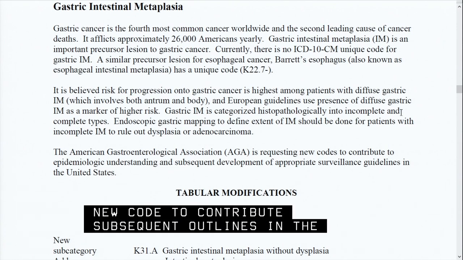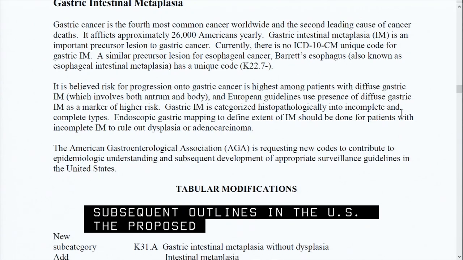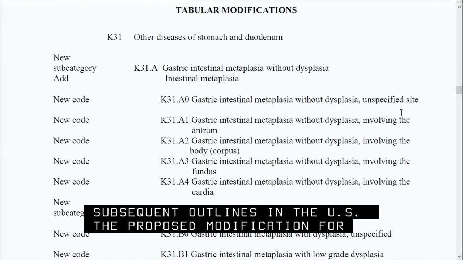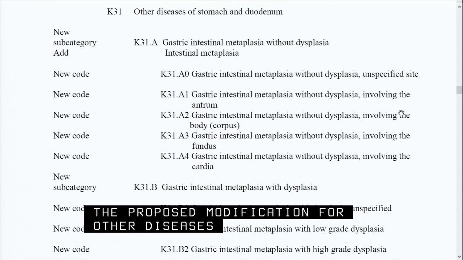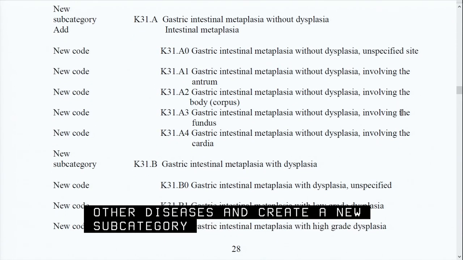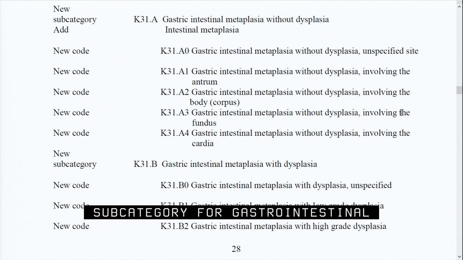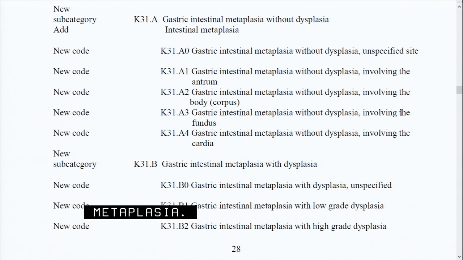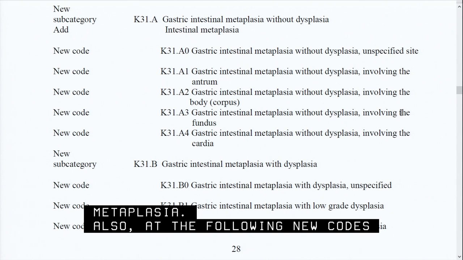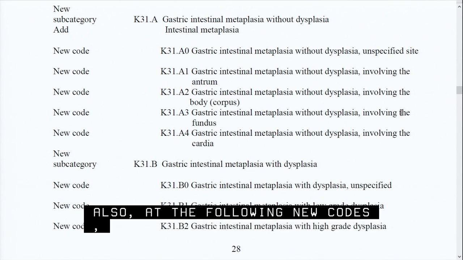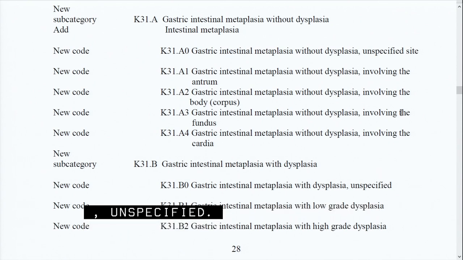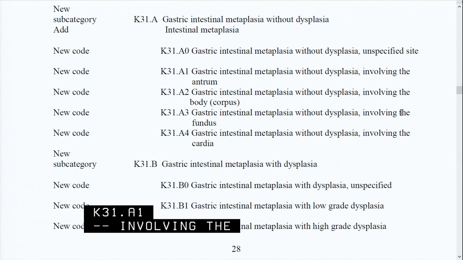The proposed tabular modifications are at category K31 for other diseases of stomach and duodenum to create a new subcategory, K31.A, for gastric intestinal metaplasia without dysplasia, and an inclusion term for intestinal metaplasia. Also to add the following new codes, K31.80, for gastrointestinal metaplasia without dysplasia, unspecified site. K31.A1, involving the antrum. K31.A2, involving the body. K31.A3, involving the fundus. And K31.A4, involving the cardia.